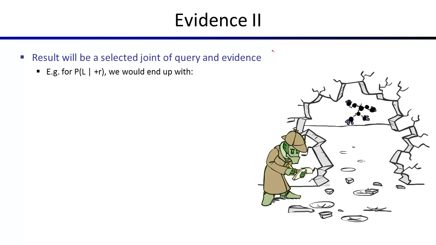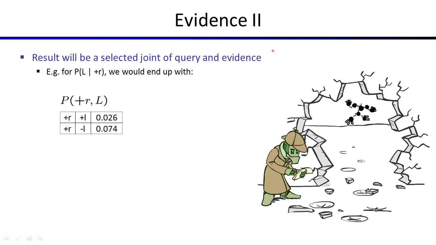So let's say we have a selected joint and we end up with something like this at the end of the day. This is what we would end up with if there were evidence: a table that has plus r and l in it. We know from the process we're doing inference by enumeration. This variable elimination process is just a new way of organizing the order of joins and eliminates in inference by enumeration. That's all it is.